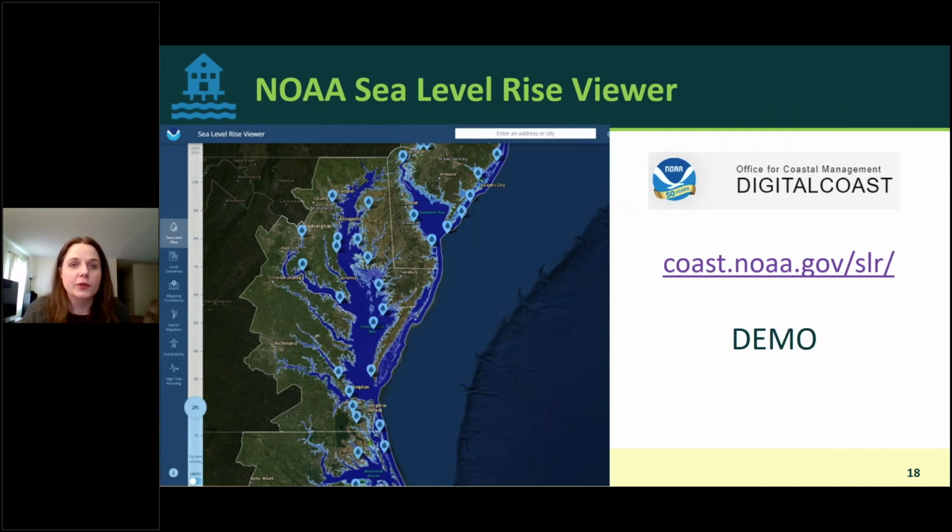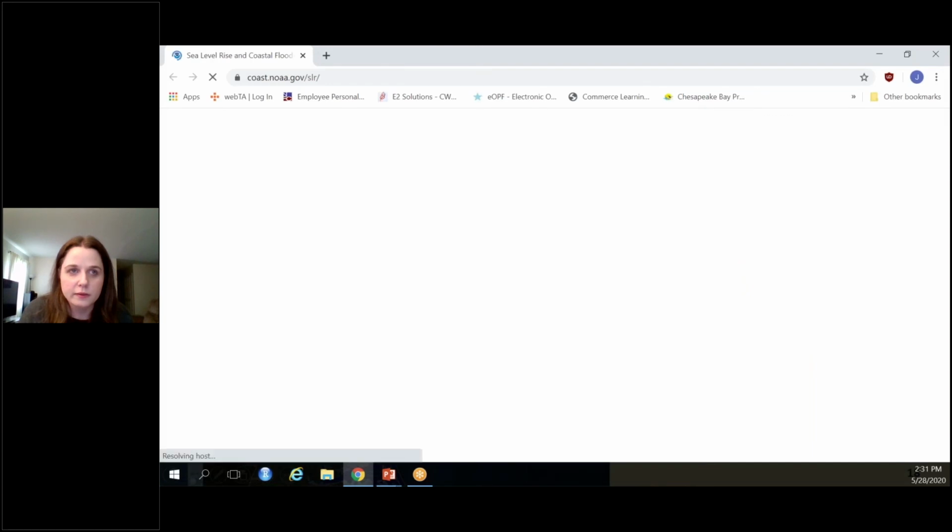So I'm going to show you a tool that was developed by NOAA, the Office of Coastal Management, and this is a sea level rise viewer. It's a very useful tool to give yourself a visual of what is going to happen to the area with land loss with sea level rise. So I'm going to try to pull this up. Hopefully it will work.